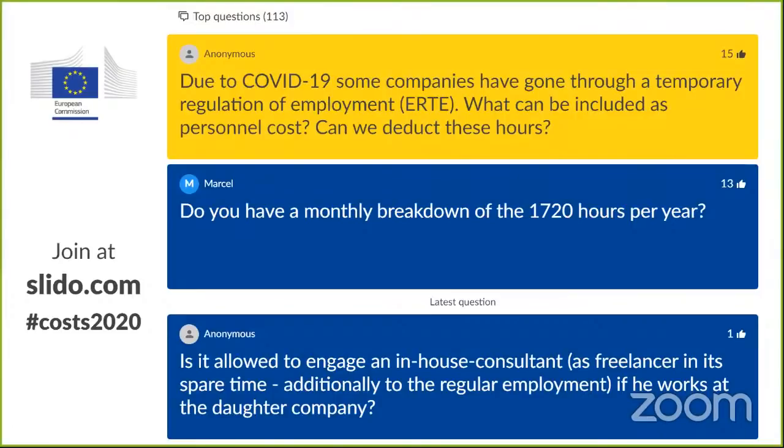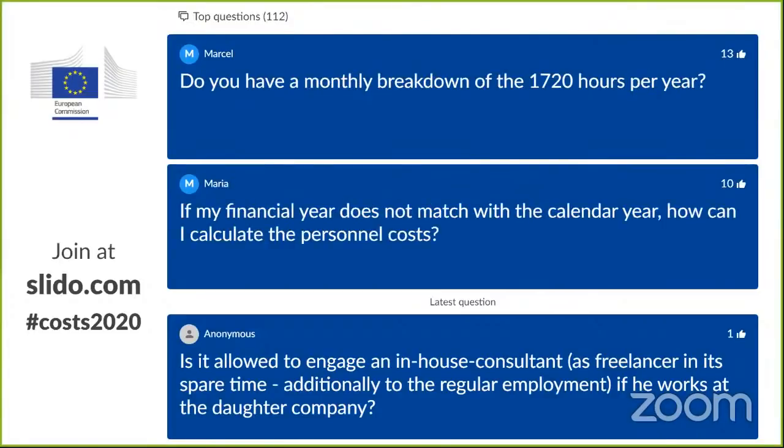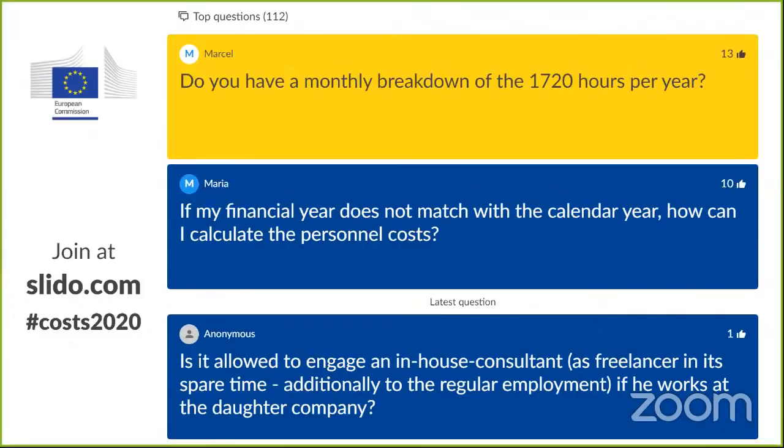Next question. Do you have a monthly breakdown of the 1720 hours per year? I guess this is a question related to when you want to charge per month and not per year. The answer is that no, the ceiling does not apply per month. So you can work in a month more than 143.33, if I remember right, which is the twelfth. So the verification is at the end of the year.